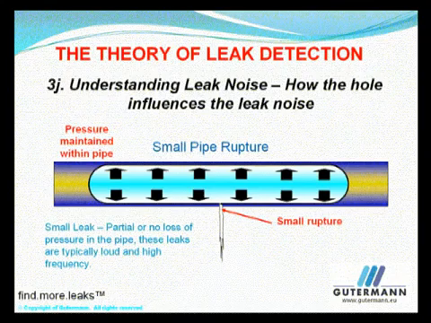Small pipe ruptures. In a small pipe rupture, the water is jetting out of the hole at high speed. So these leaks are very loud, with the leak noise being strong and clear because the water is escaping very quickly with little resistance.